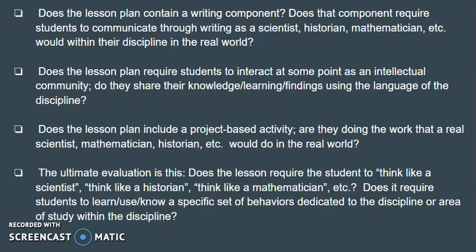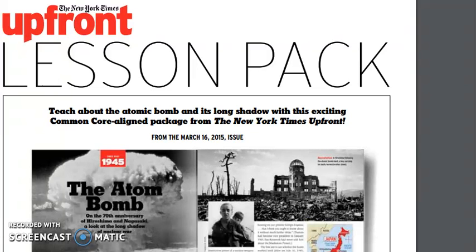So the first thing I'm going to do is go ahead and briefly go over this lesson plan, and as we get to one of these points on this checklist, we will cross it off. So this is the beginning of the lesson pack given by the New York Times on the atom bomb. And basically what you would do as a teacher is right at the top, you will teach about the atomic bomb and its long shadow with this exciting Common Core aligned package from the New York Times.